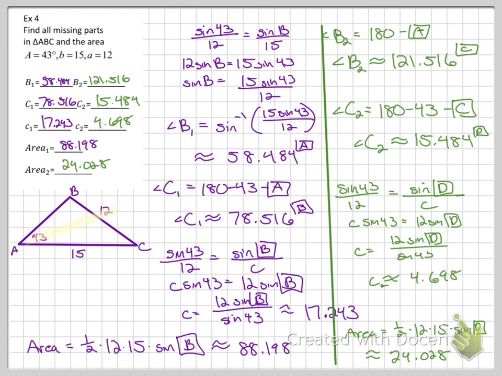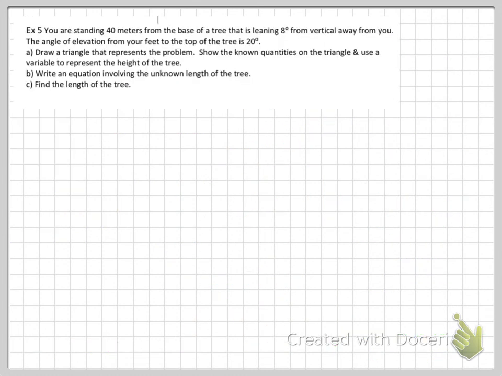Okay, so obviously we're going to practice this. Make sure you do the practice worksheets and make sure you understand that second triangle part. We have one more example. Read this example to yourself. First thing you need to practice is drawing the picture. So I imagine you're standing on the ground, right? 40 meters from the base of a tree, so this is 40. The tree is leaning 8 degrees from vertical away from you. So trees are straight, right? But it's leaning away from you.